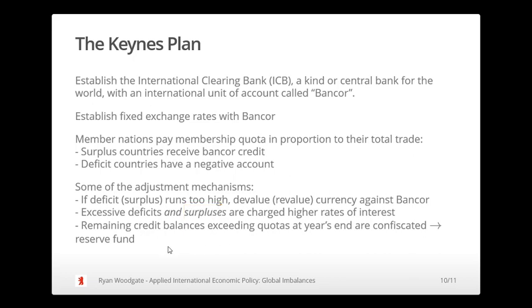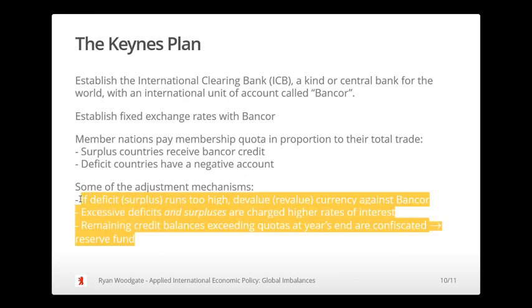Okay. But the whole idea of Keynes's plan was not that he wanted all these things to be in effect all the time, but simply that the very existence of these mechanisms would mean that countries would not even have any incentive to exceed the quota or the limits imposed by the ICB.